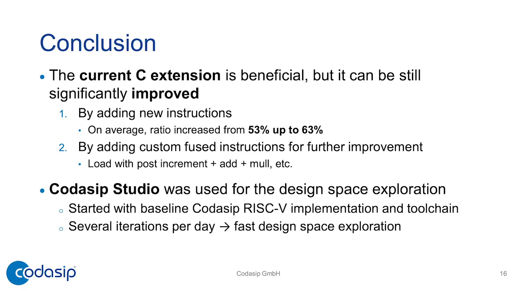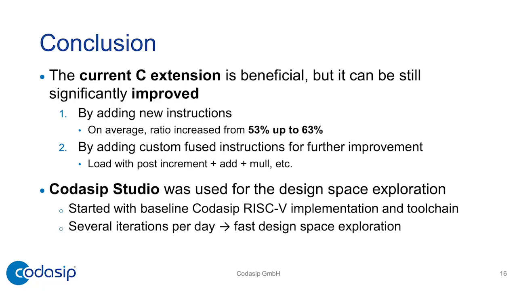Now, the current C extension is nice, but it can be improved. Whether it will be improved or not is up to us as a community. If we change the C extension in the way that we present, it can lead to additional savings, say from 53 to 63. But it means that we have to change the C extension in some way, and this is a question we have to solve, a task we have to solve.